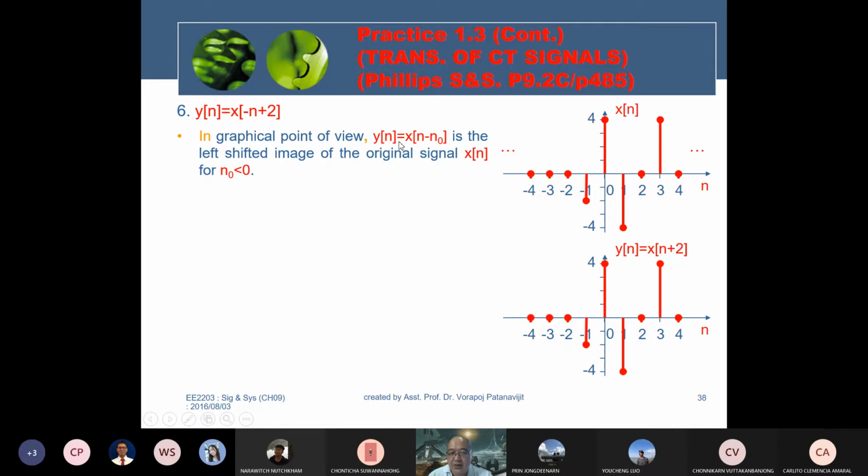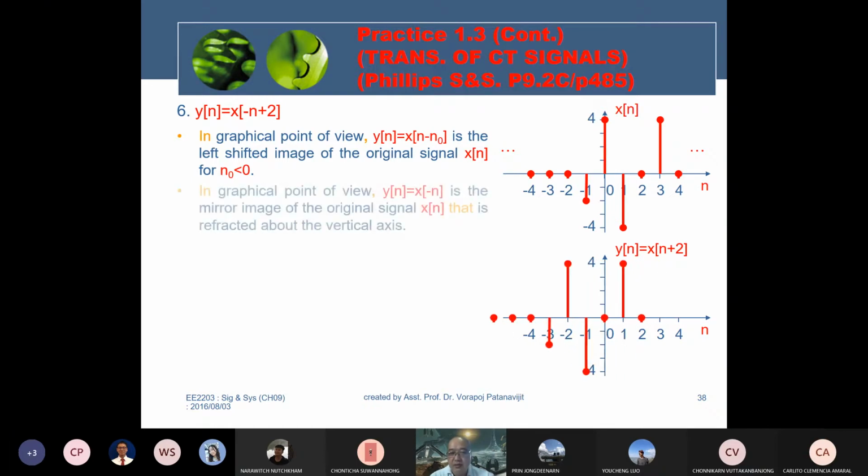In the graphical point of view, the general form is xn minus n naught. In this case, n naught equals minus 2. If n naught equals minus 2, you shift to the left-hand side. In the graphical point of view, yn equal to xn minus n naught is the left shift image of the original signal xn for n naught negative. So shift to the left-hand side by 2, and we proceed for the time reversal.